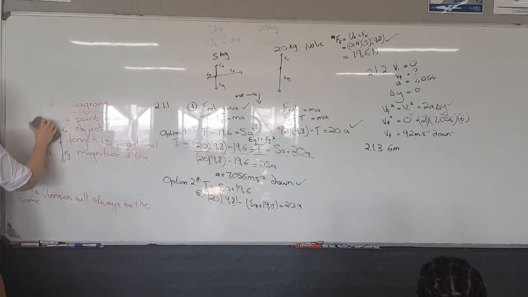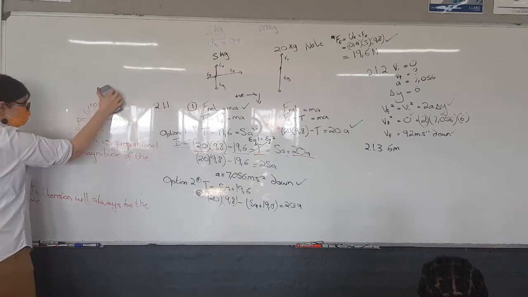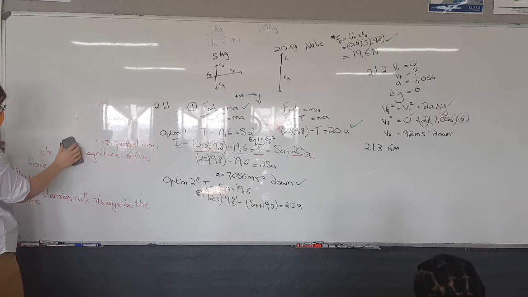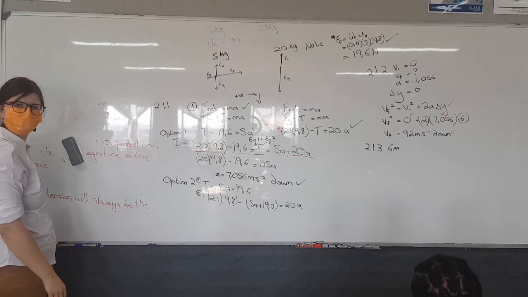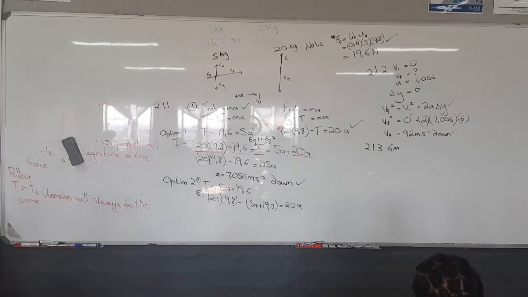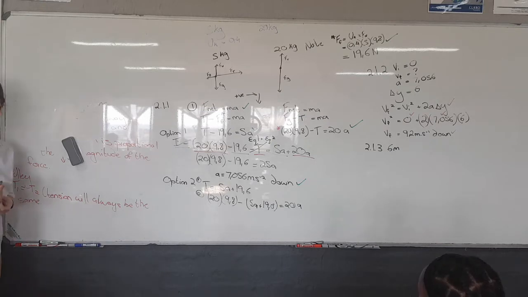But speed doesn't have direction. Doesn't it say calculate the velocity? Oh, speed, yeah. Don't worry, you're not going to lose a mark for adding direction.